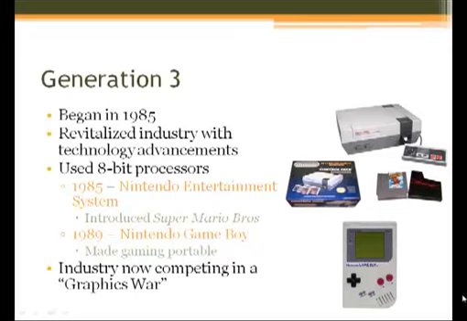Nintendo at this point also introduced Super Mario Bros. In 1989, Nintendo released the Nintendo Gameboy. This made gaming portable for the very first time. And Generation 3 consoles started off an industry war called the graphics war. Many different companies were working on who could have the best graphics. Generation 3 started off with an 8-bit processor.